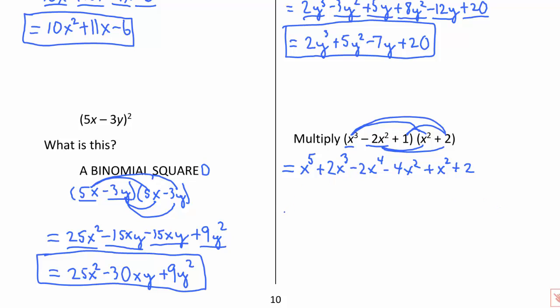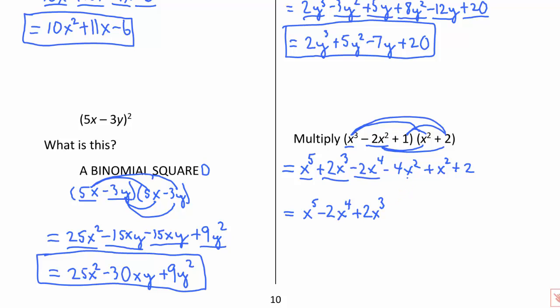Okay, now we just combine like terms. X to the 5th, there are no more x to the 5th terms, so that's just x to the 5th. Notice that we have a higher degree of x to the fourth, and there are no other x to the fourths, so that's minus 2x to the fourth. Then we look for degree 3's. We have one here, so that's 2x cubed, and there are no others. So that's plus 2x cubed.